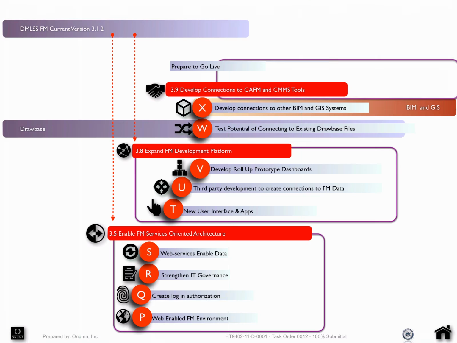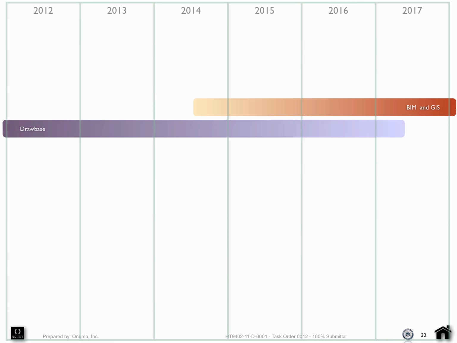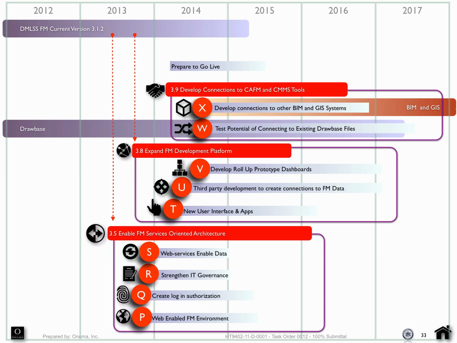The Drawbase application, as it stands right now, is used for CAFM, for Computer-Aided Facility Management, essentially the floor plans that exist. So there's a lot of value in the current floor plans in Drawbase. We're proposing to explore how to create stronger connections to Drawbase and also explore how it interacts with building information modeling and GIS. This will happen in phase 3.9. So as we get close to the end of the testing, the goal is to establish a path forward for how do we deal with the CAFM applications and prepare to go live in 2015.